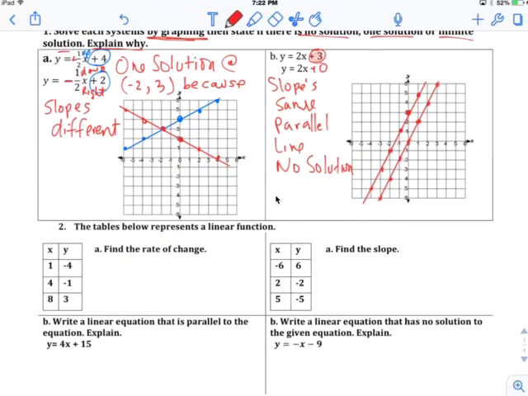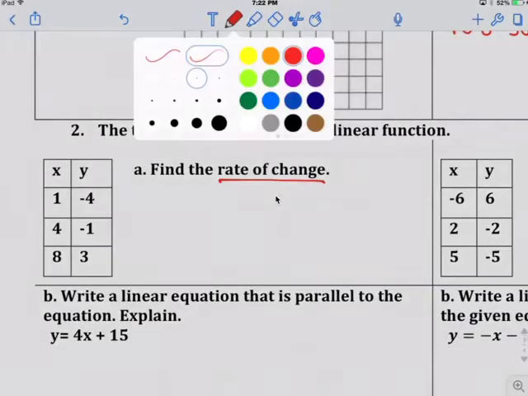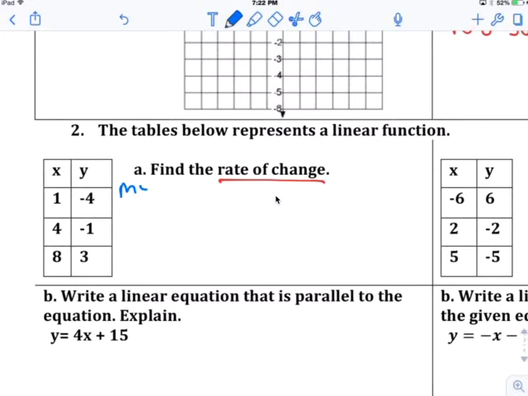All right, this one, find the rate of change. Rate of change is slope. Okay, how do we find the rate of change or slope? M equals y2 minus y1 over x2 minus x1. Okay, we pick 2 points. Let's pick this one as x1, y1, and this as x2, y2. Okay?